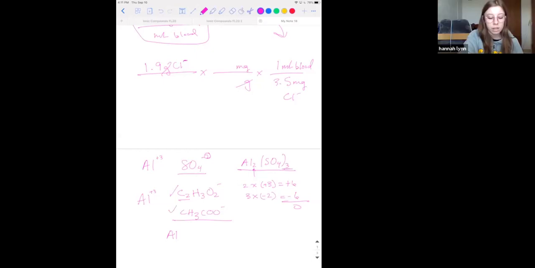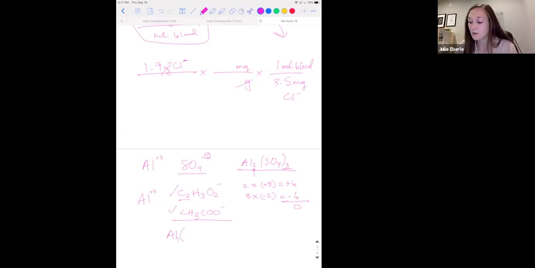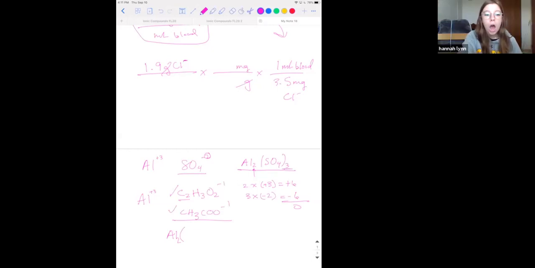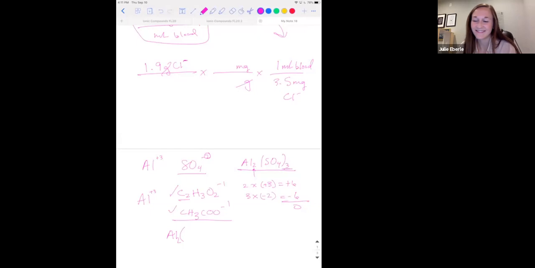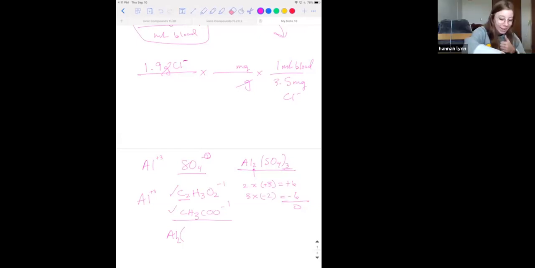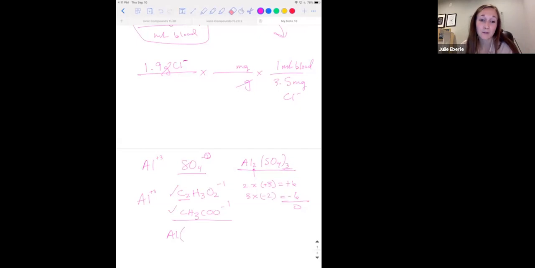So it'd be Al2 parentheses CH3CO2 parentheses 3. You said Al2. Yes. Do you need 2 aluminums? What's the switch trick here? This is a -1. Oh. We needed 2 the first time around. Why? Because the charge on our anion was a -2.